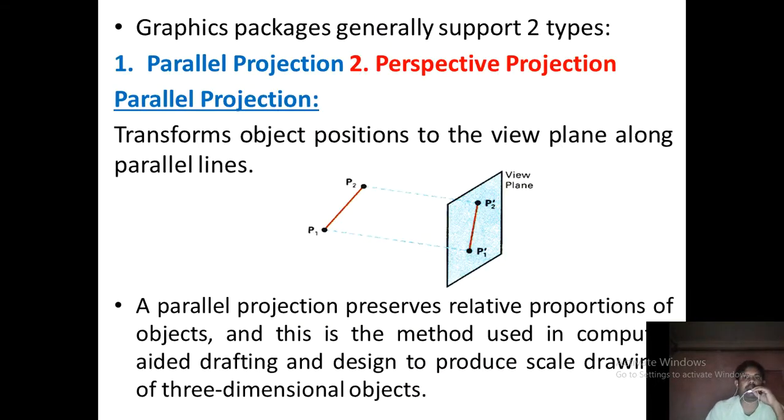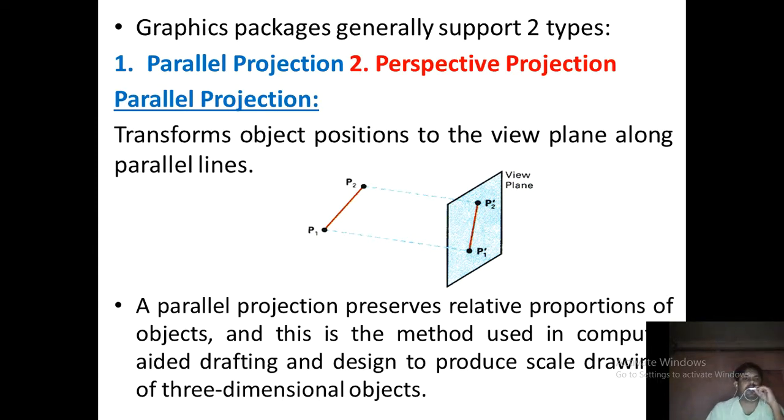Graphics packages generally support two types of projections: one is parallel projection, and the second is perspective projection. First we will discuss both briefly, then afterwards we will go through them individually, one by one.